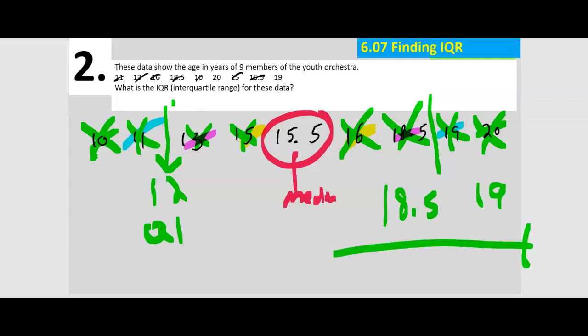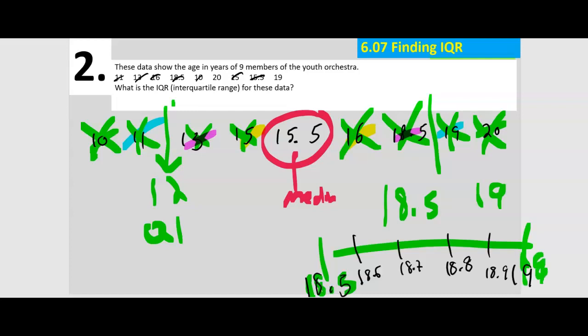We draw a number line. 18.5, 19. What would be in the middle of that? Well, I'll just go ahead and fill in the rest of these decimals here: 18.5, 18.6, 18.7, 18.8, 18.9, and then finally 19. What's in the middle? Let's see here.